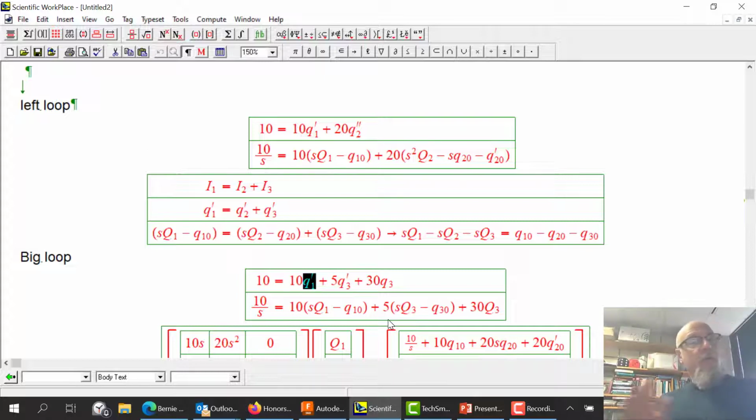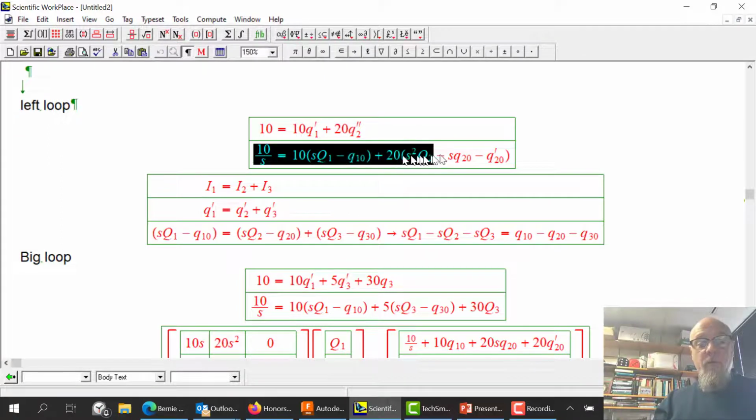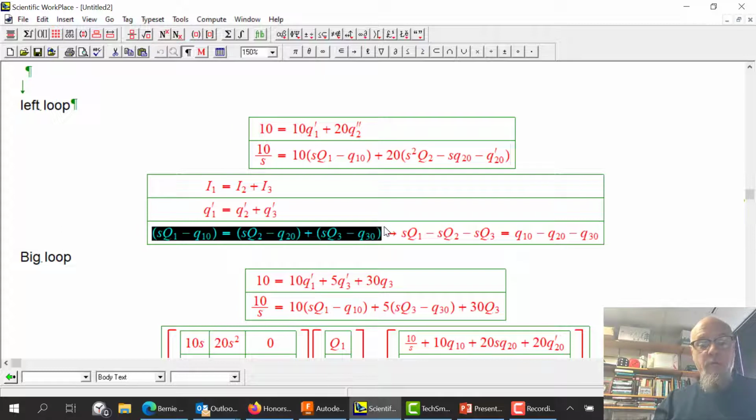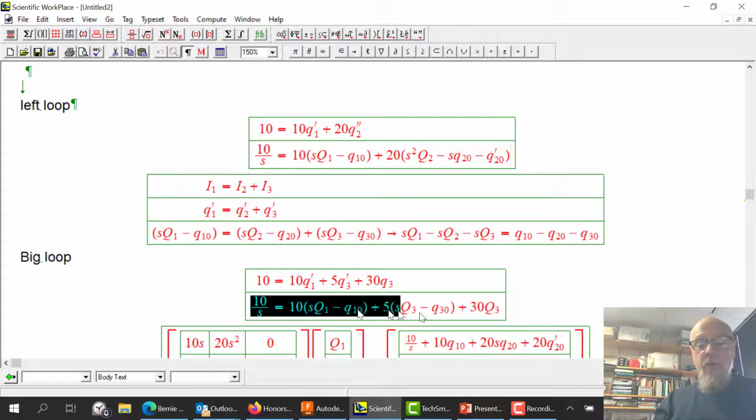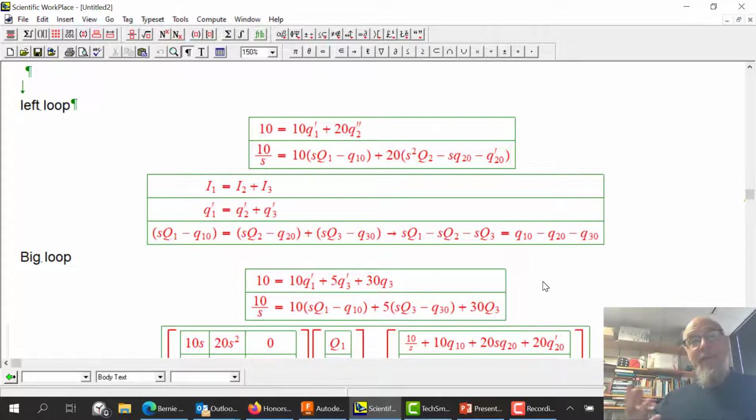Again, I'm just following your standard Laplace transforms of this. I end up with three equations. This is one equation, this is two equations, this is three equations, and there are three equations, three unknowns, three linear equations in three unknowns, and those unknowns are capital Q1, Q2, Q3.